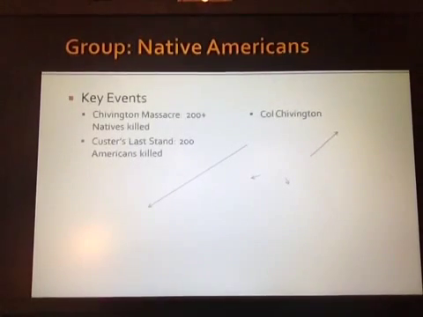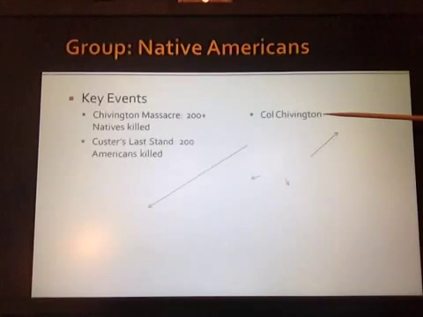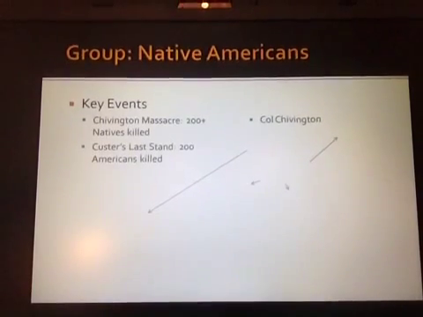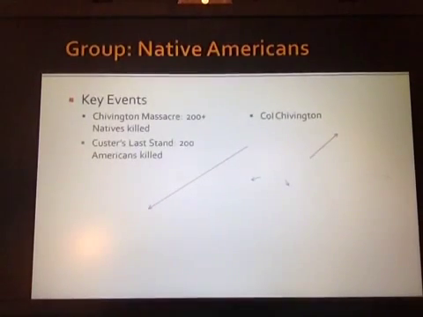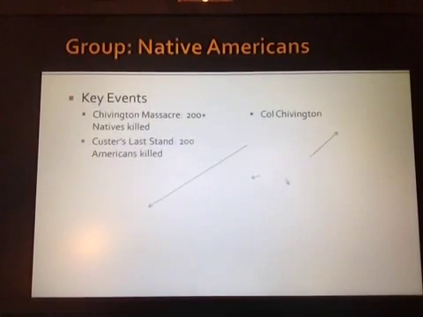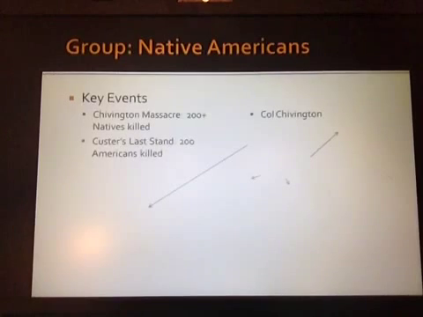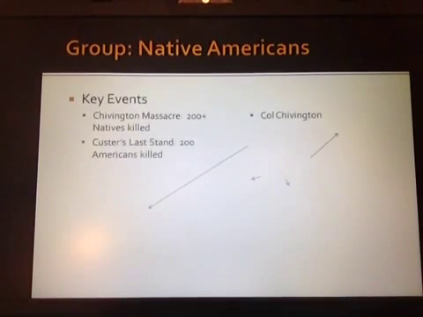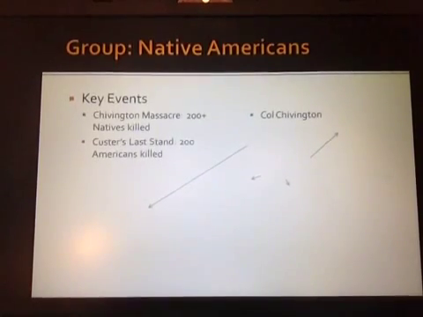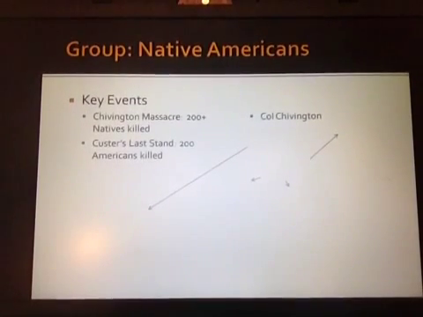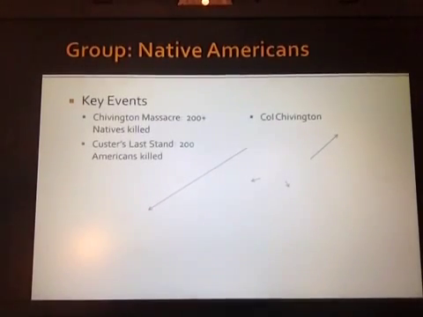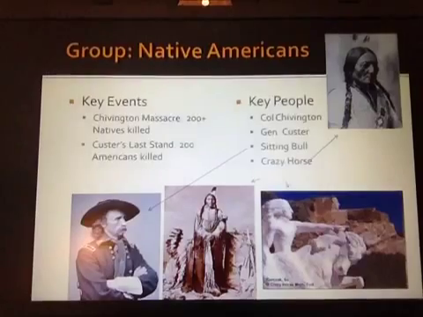A key person in that is of course Colonel Chivington. Another key event is Custer's last stand. General Custer was fighting against an important strategist of the Sioux Native American tribe, and his name was Crazy Horse, and their chief was Sitting Bull. Sitting Bull ordered Crazy Horse to fight against Custer, and he was surrounded, and all of him and his men were killed. So Custer's last stand involved Custer's last battle against the natives.